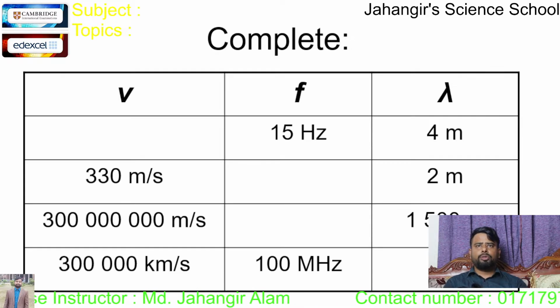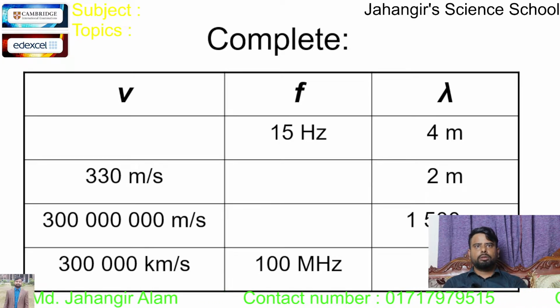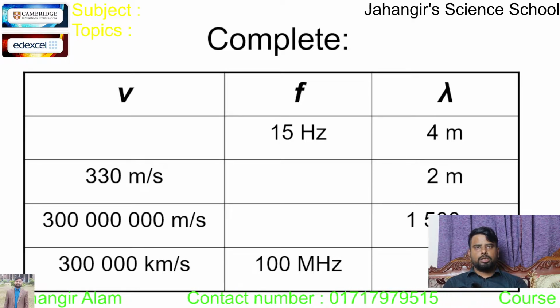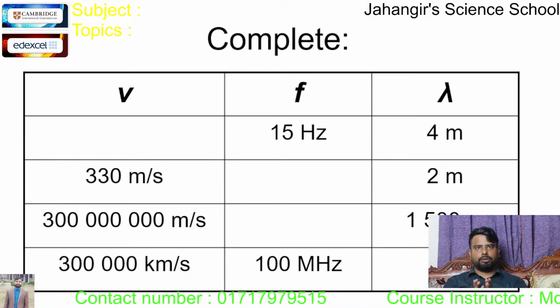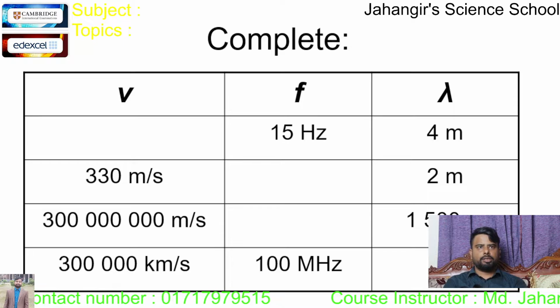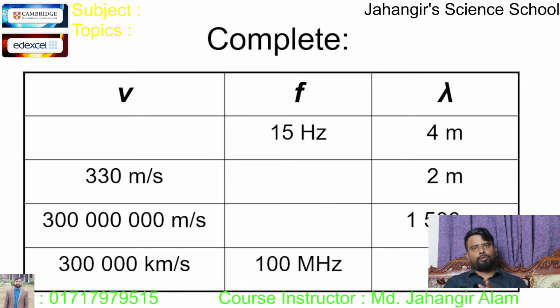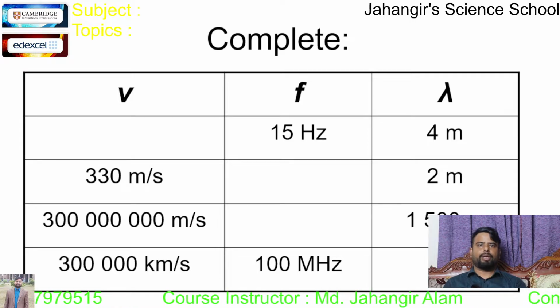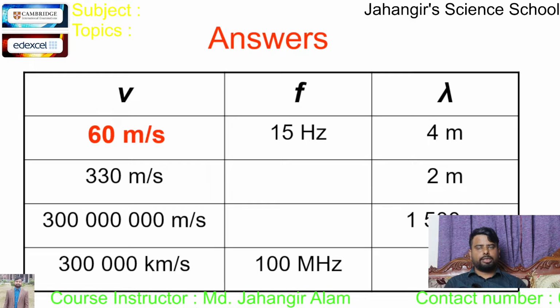Now try to complete this table. Here first one, frequency and wavelength are given. Here frequency 15 hertz and wavelength 4 meter. So we have to find out the speed. We know V equal to F lambda. So 15 into 4. So answer is 60 meter per second.